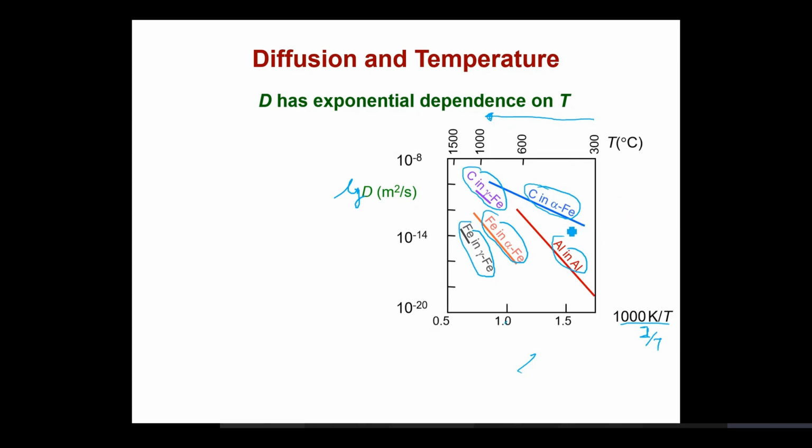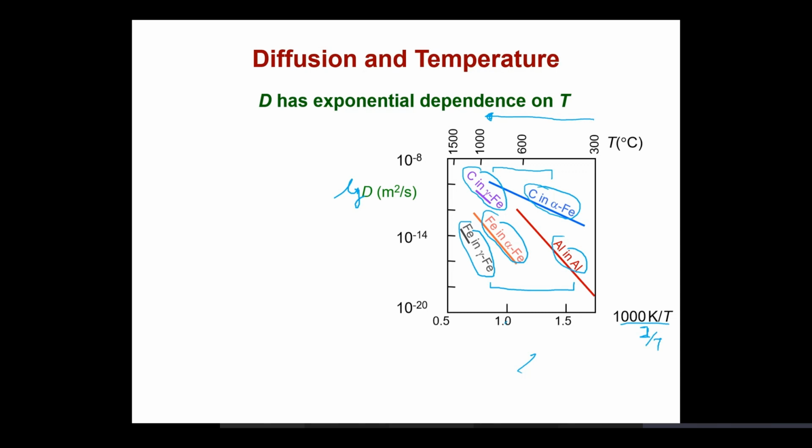The first thing you should note is that the diffusion coefficient of these three are less than for these two pairs. If you compare the diffusion coefficients for the bottom three pairs, they are less than the top pairs. Why is it so?